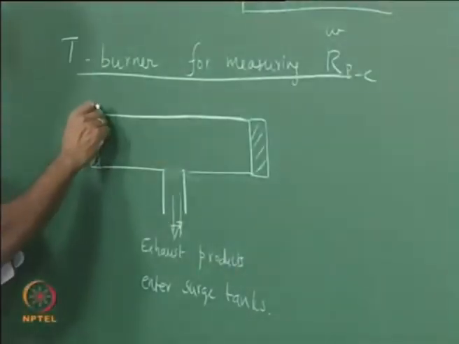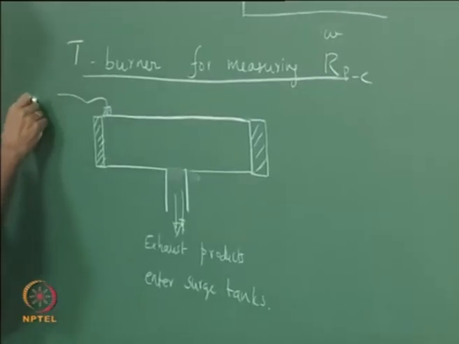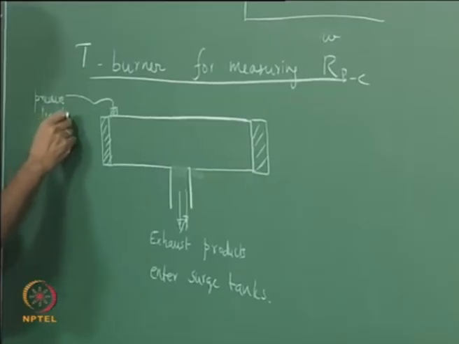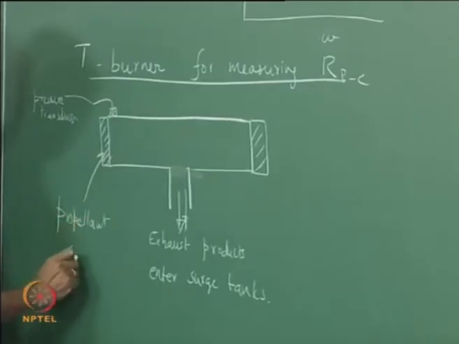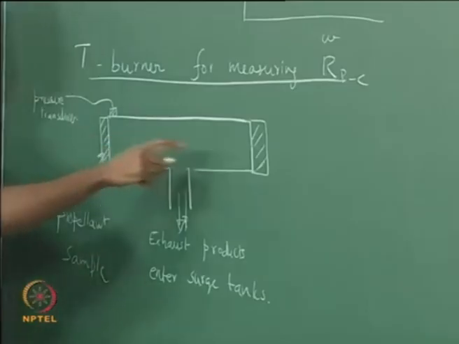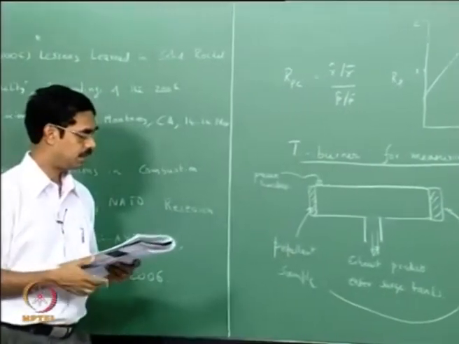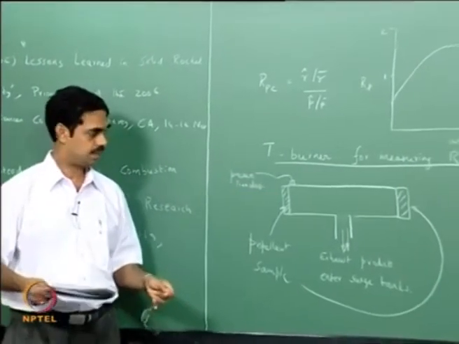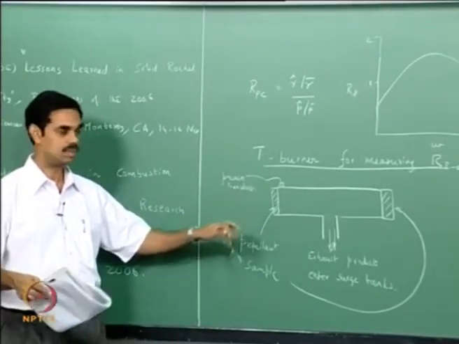We will have to mount some pressure transducer, and this would be the propellant sample, and you mount them symmetrically on both sides. This is also a propellant sample, and sometimes you have provision to drive oscillations externally, and they would also have phototransistors to check if the combustion is over, but those are just details.